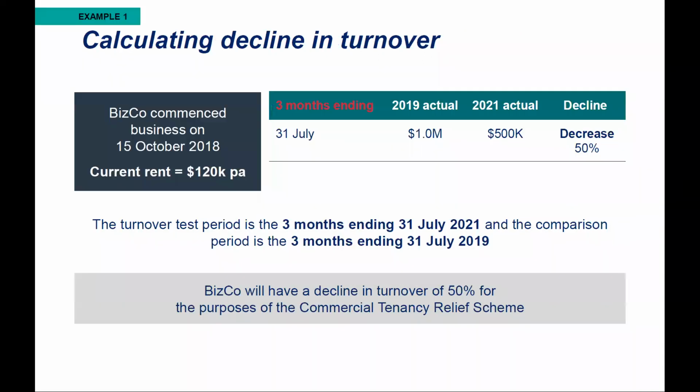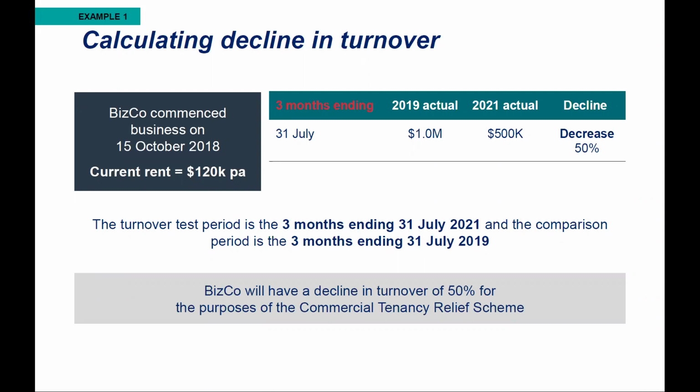Thanks, Lisa. So I'll just run through an example of a calculation of a decline in turnover here. So we've got Bisco. Bisco commenced business on 15th of October 2018. Their current rent is $120,000 per annum, so basically $10,000 a month. As we can see from the decline in turnover table, the tenant has commenced trading before 1 April 2019. So the turnover test period can be any 3 consecutive month period between 1 April 21 and 30 September 21. In this particular case, the tenant has chosen 3 months ending 31 July 21.